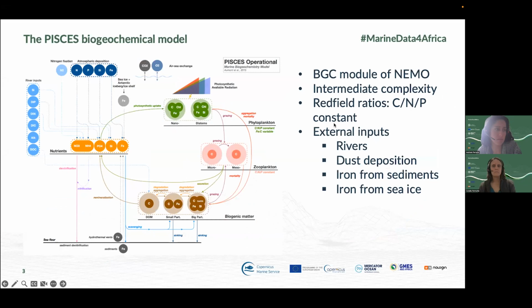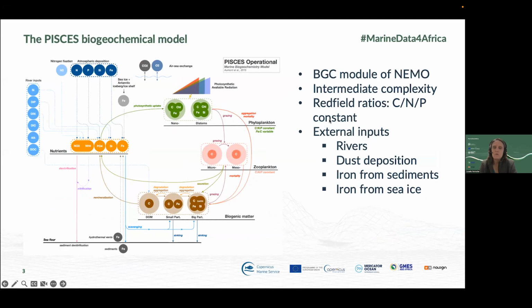Let me start with the biogeochemical model PISCES. It's a model of intermediate complexity with five nutrients here, with two phytoplankton generic species, two zooplankton species, and three detritus compartments. And in both phytoplankton species, we distinguish the content in carbon, in chlorophyll, and in iron. And in diatoms only, we distinguish the content of silicate.